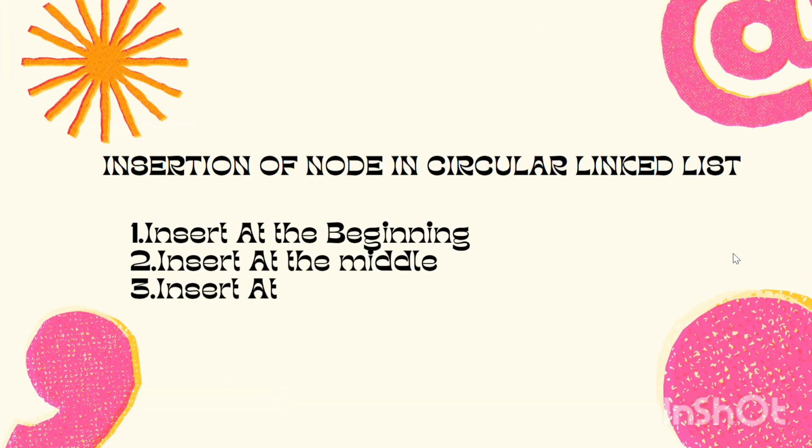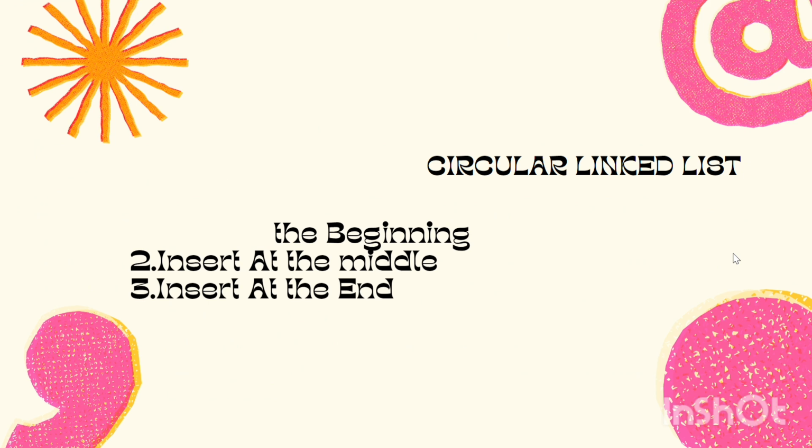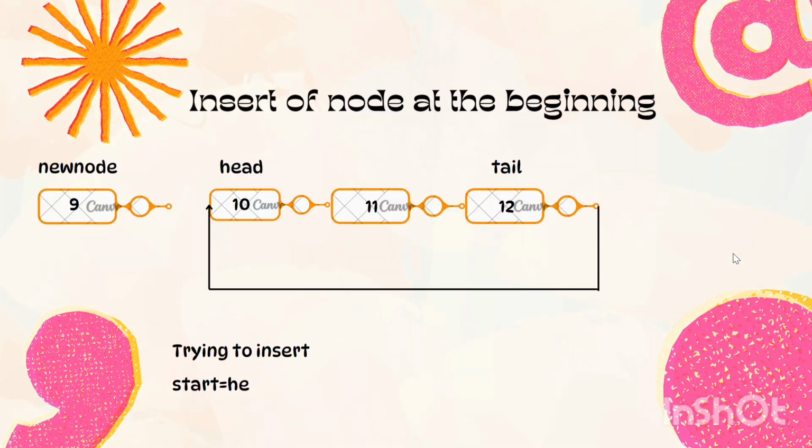Let's see the three types of insertion of a node in the circular linked list: insertion at the beginning, at the middle, and at the end. We can see it now. So here, insertion of a node at the beginning. We are going to add a new node 9 at the beginning of 10, like in the presented linked list. Let us see how we can do it.